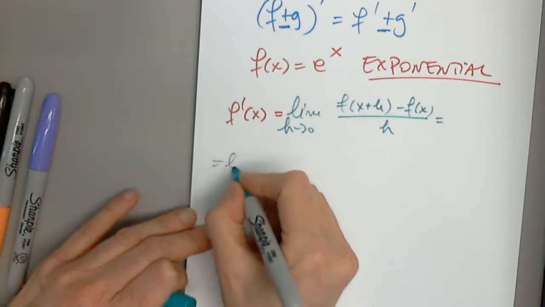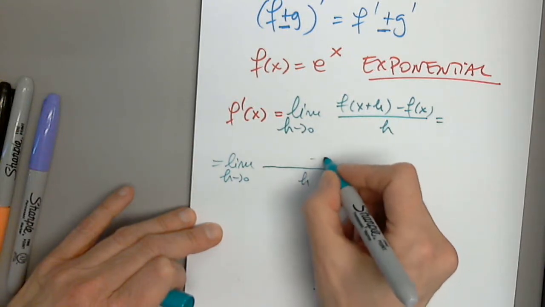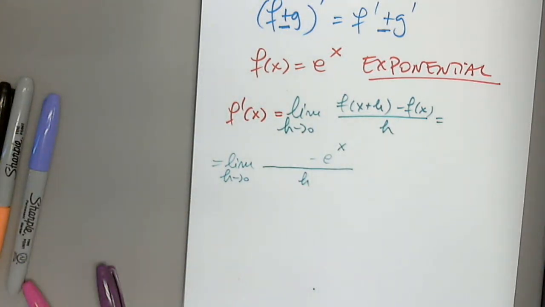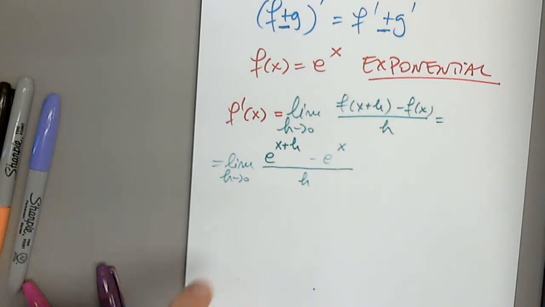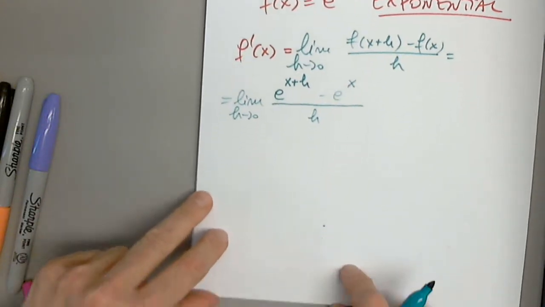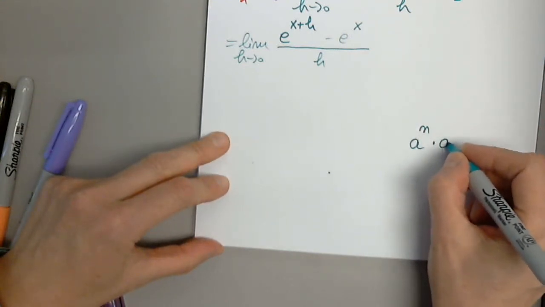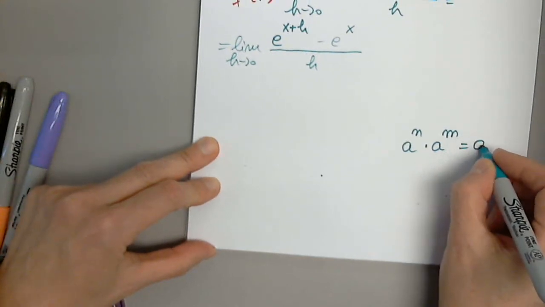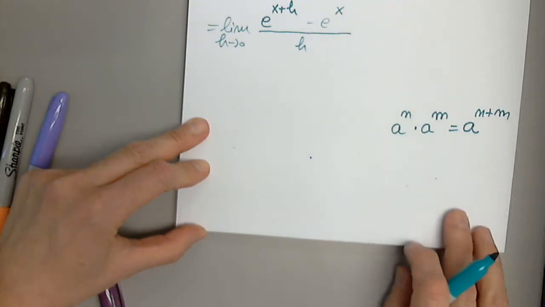Perfect. So now I copied the function. I copied h. Can anyone give us f of x plus h for this function? Very good. Awesome. Now, I would like to discuss e to the x plus h for a moment. If we have a to the n times a to the m, I copy the base. What do I do with the exponents? Excellent. But now I want to go backwards.